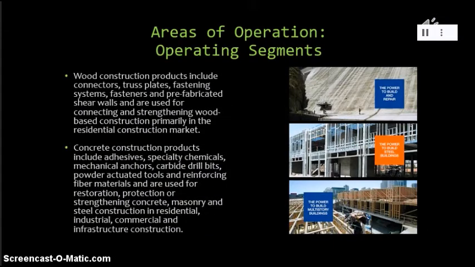We now come to the operating segments, which further breaks down the segments in which Simpson Manufacturing operates. Wood construction products include connectors, truss plates, fastening systems, fasteners, and prefabricated shear walls, which are used for connecting and strengthening wood-based construction primarily in the residential construction market. Concrete construction products include adhesives, specialty chemicals, mechanical anchors, carbide drill bits, powder-actuated tools, and reinforcing fiber materials, which are used for restoration, protection, or strengthening concrete, masonry, and steel construction in residential, industrial, commercial, and infrastructure.